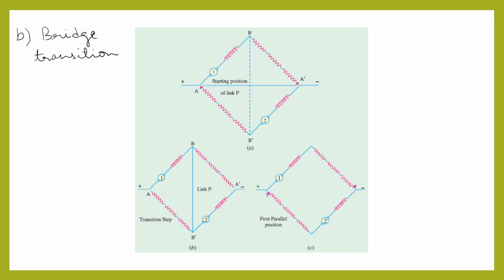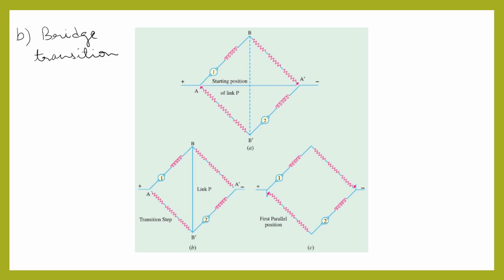And the next figure is for the first parallel position. In the first parallel position, the link P is removed and the motors are connected in parallel with the starting resistance included in the circuit. Later, the starting resistance will be gradually cut off and the motors will be in full parallel position.